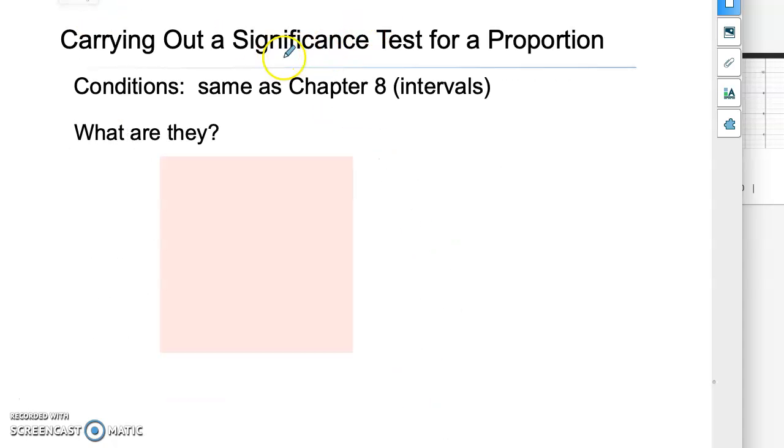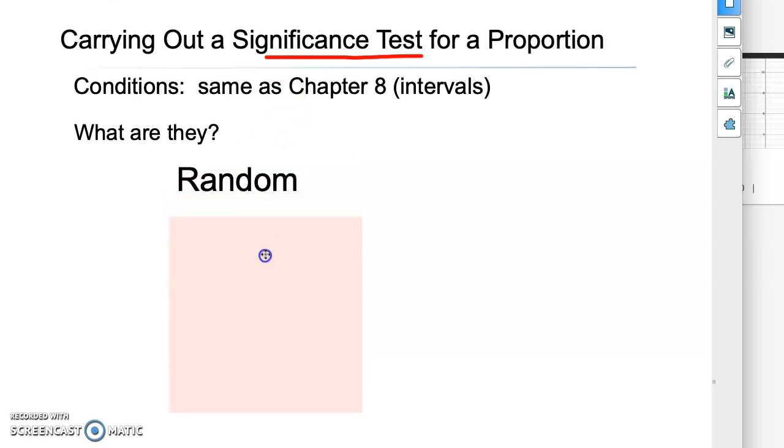All right, when we carry out a significance test, also known as a hypothesis test, we have to check the conditions. The conditions are the same as they were previously for Chapter 8 for confidence intervals. So what are they? Let's just quickly review. Random: your sample must come from a random sample.